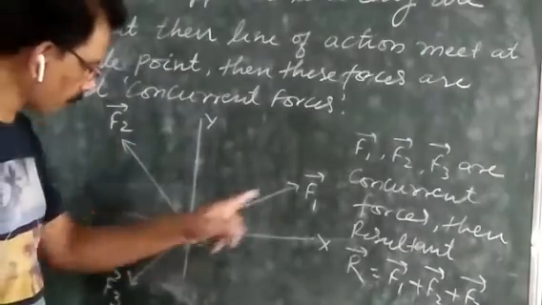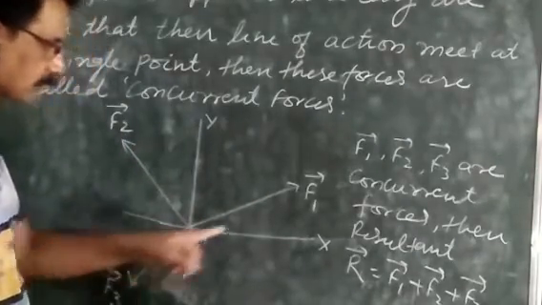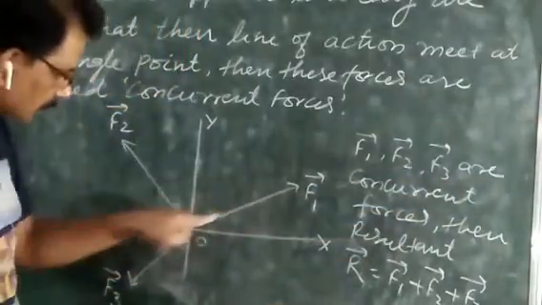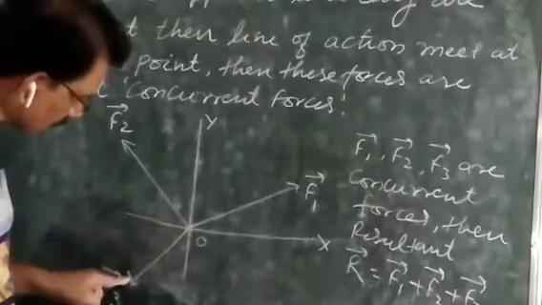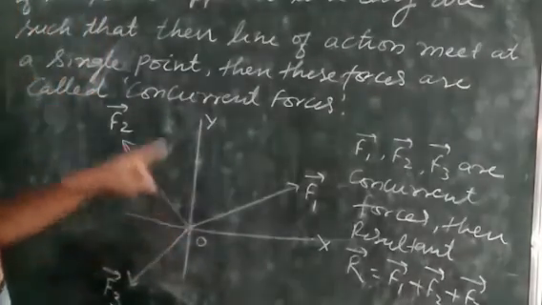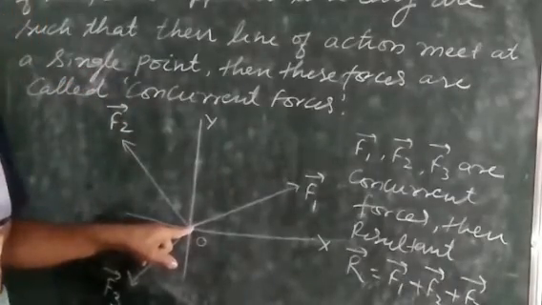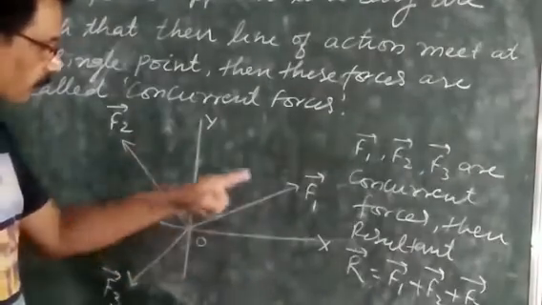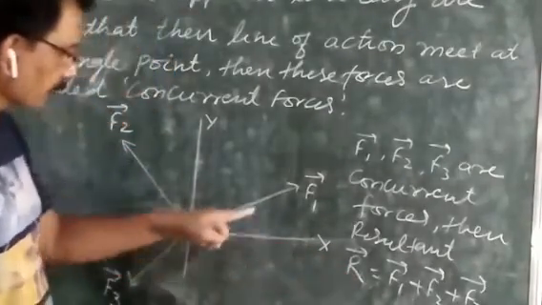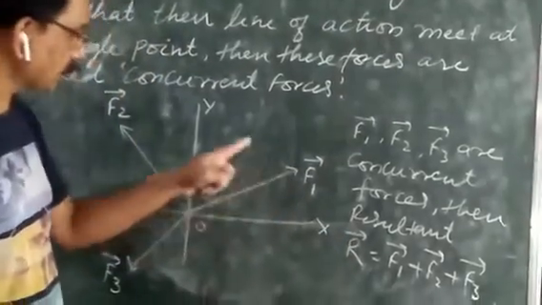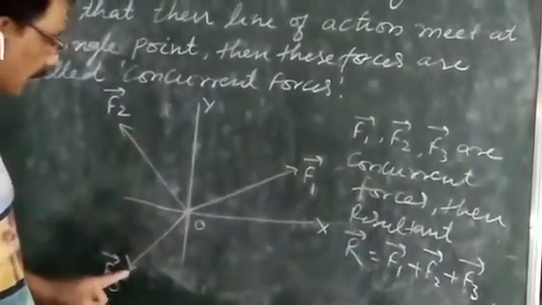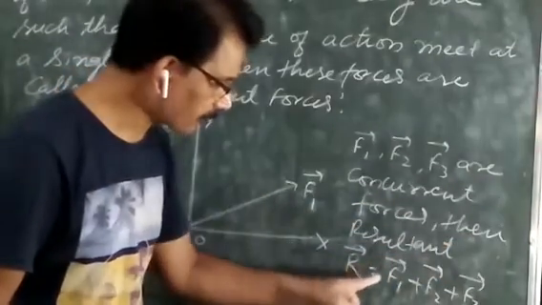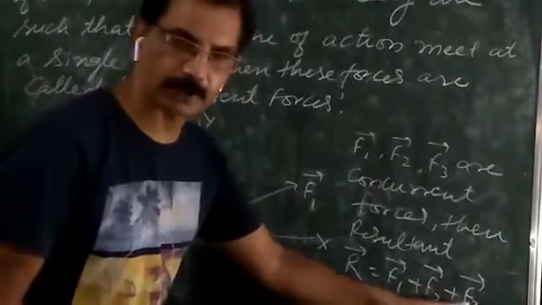चूंकि O से F1 भी है, F2 भी है, F3 भी है, then you can say this F1, F2 and F3 are the concurrent forces because their line of action meet at the single point, or you can say at this point, same point. And if the resultant of these forces is vector R, then you can say this vector R is equal to vector sum of these forces F1, F2 and F3. So you can say concurrent forces, their resultant R is given by vector F1 plus vector F2 plus vector F3.